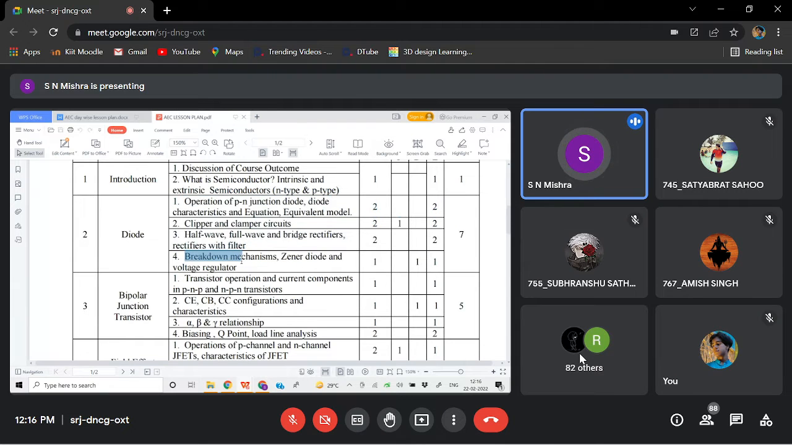Next is the breakdown mechanism. It means if you increase the diode voltage in reverse bias more and more, then at some point heavy current will flow and it will break down. Why that breakdown happens, that mechanism we'll discuss. And related to that, there is another diode called the Zener diode, and we'll see the purpose of the Zener diode and its application as a voltage regulator. So the basic foundation of diode will be completed here in module 1.